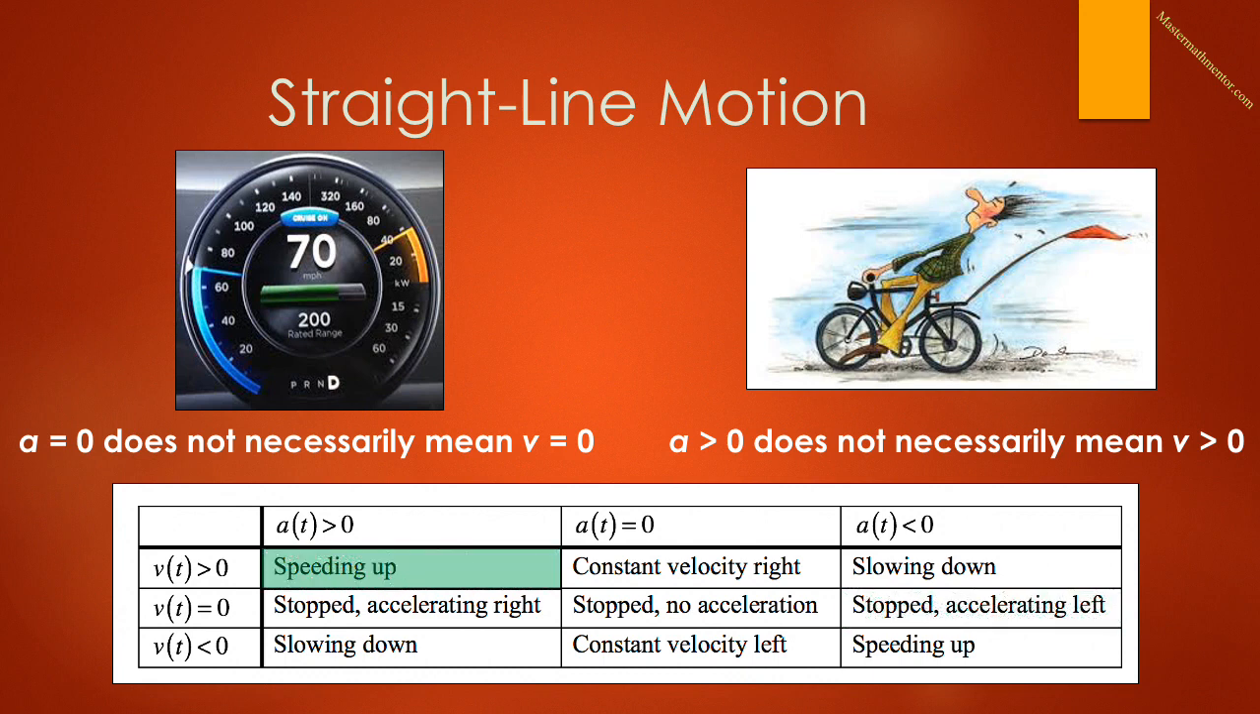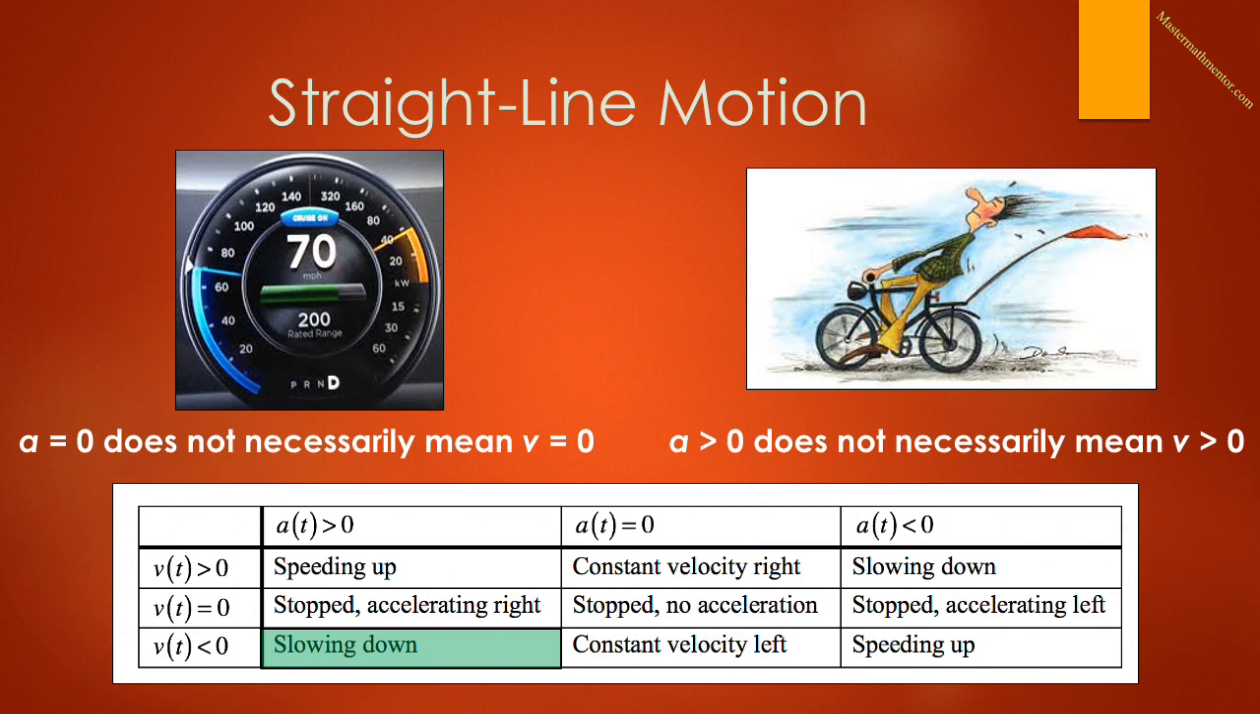If v is positive and a is positive, that means we are moving to the right and accelerating to the right, which means that we are speeding up. If v is positive but a is 0, that means we are at a constant velocity moving to the right. That is cruise control. If v is positive and a is negative, that means we are moving to the right but accelerating to the left. That means we're slowing down. Think of this as biking into a wind or swimming against a current.